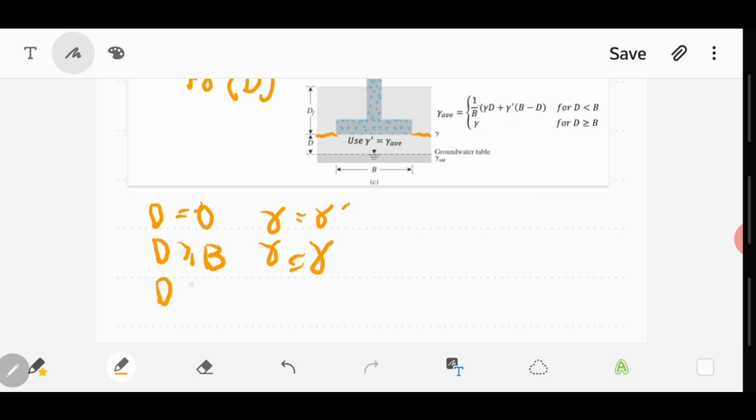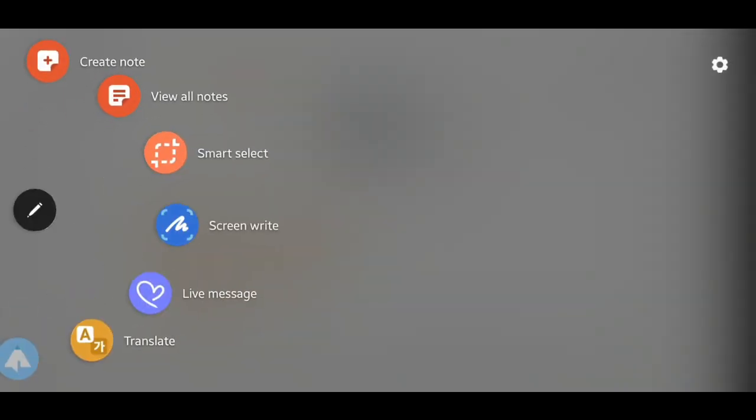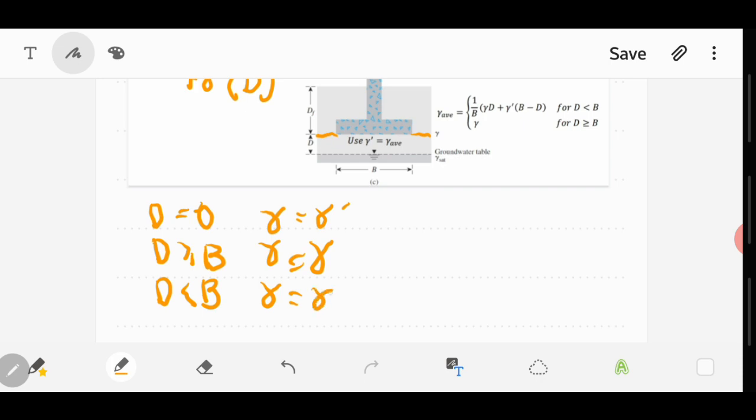But if your d is less than B, we need to get the average unit weight, gamma average. How? We can just try using linear regression. So for d and your gamma: if d is equal to 0, your gamma is gamma prime. If d is equal to B, your gamma will become gamma.